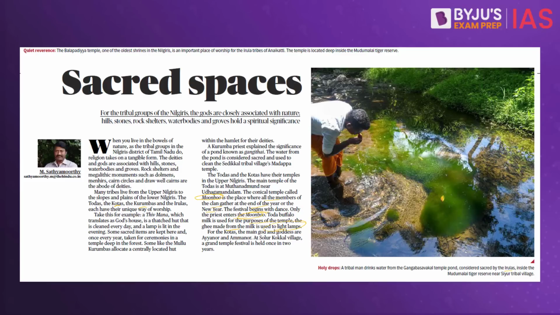This further makes a reference to what is called Tivamana, which translates as God's house. It is a thatched hut that is cleaned every day, and a lamp is lit in the evening as well. These are some of the sacred spaces of these tribes.